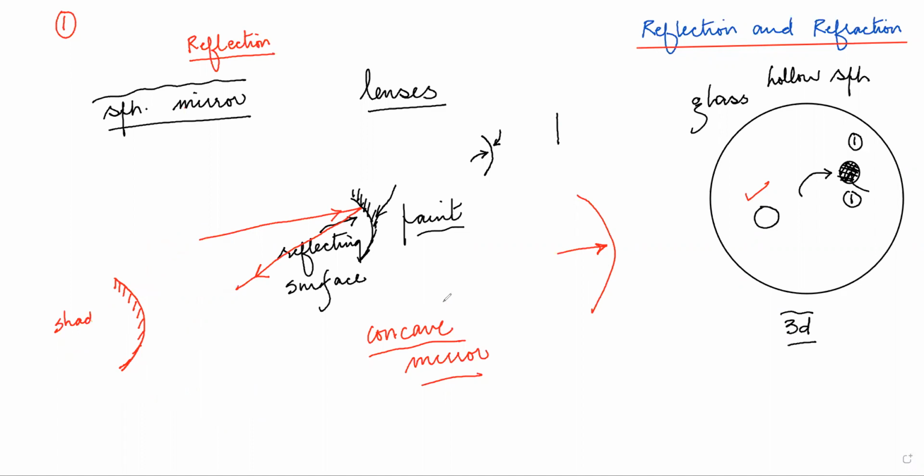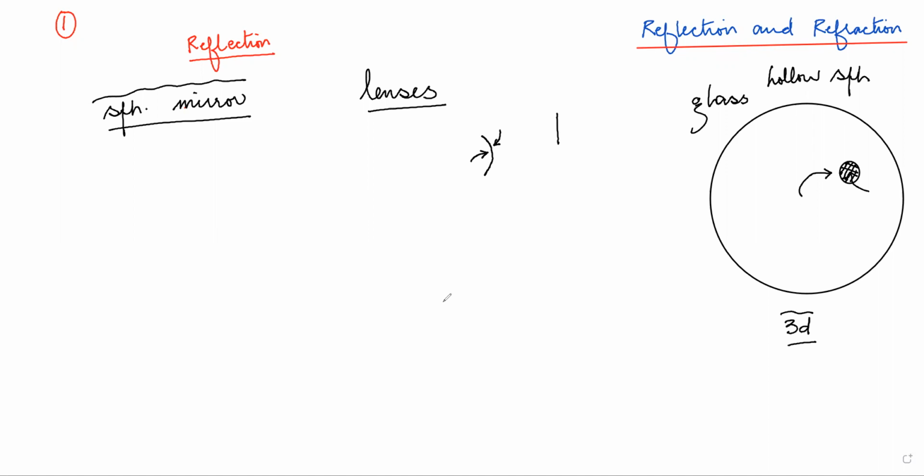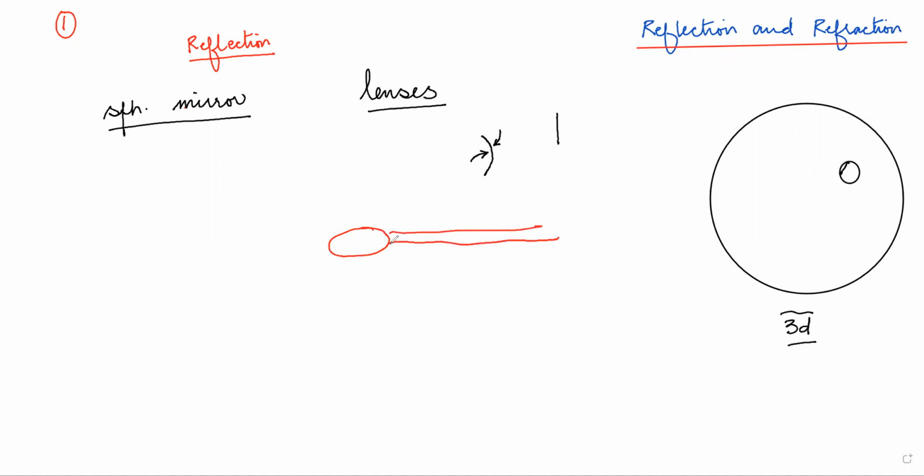All right, students, having understood what is a concave mirror and convex mirror, you can also understand, if this is a spoon, the spoon has one surface going inside. So imagine this spoon is not made up of steel, it's made up of glass. The portion which normally touches the inner portion of our cheeks, if it is painted, then this becomes a concave mirror.